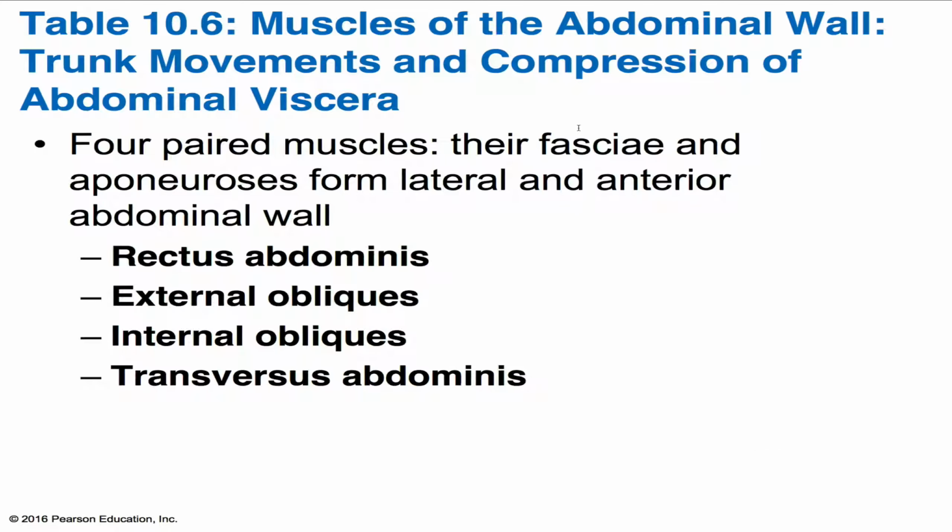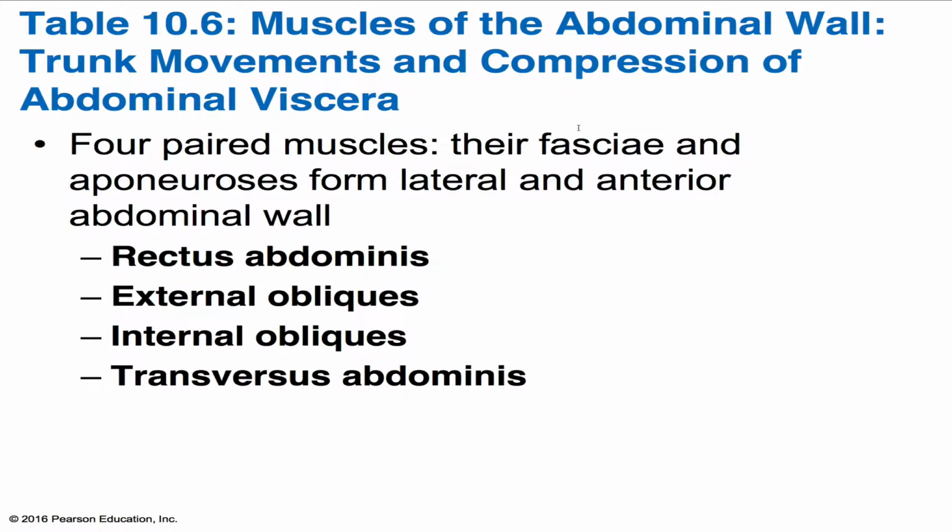Now we move on to the muscles of the abdominal wall. These muscles allow for trunk movement and compression of the abdominal viscera. Unlike the thorax, the anterior and lateral abdominal walls don't have any bones to reinforce them. Instead, these 4 paired muscles consist of just their fascia and aponeurosis.